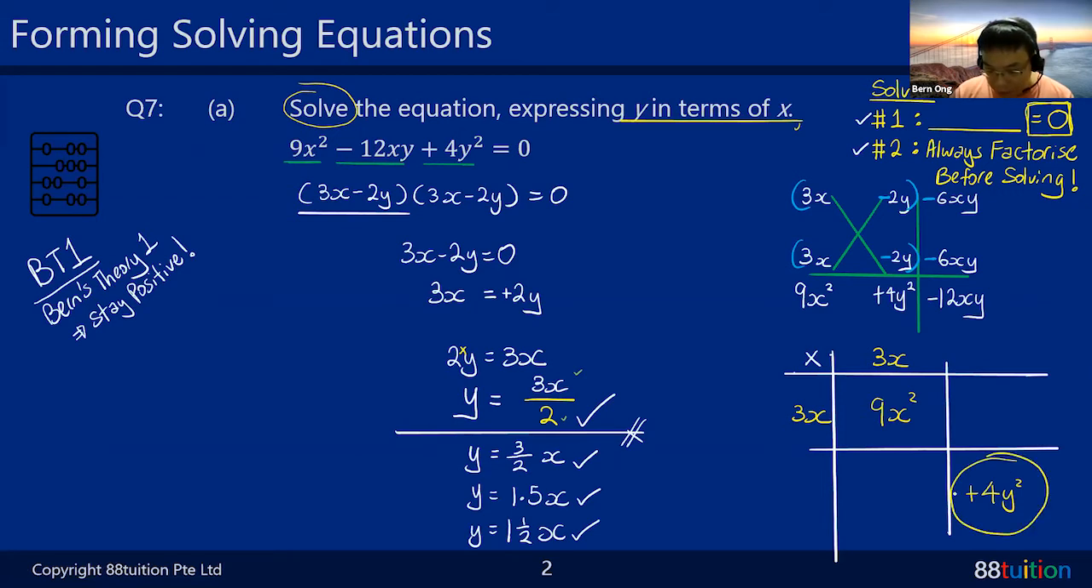So how do you get to this box down here? It's actually made of this box here and this box here. Can you see? So what times what gives you 4y squared? It's a 2y and a 2y. So next step, you have to try to balance it.